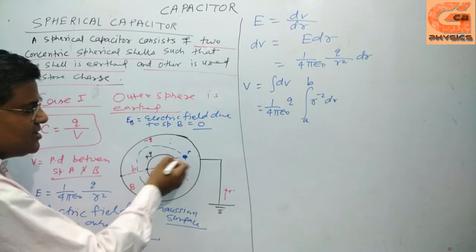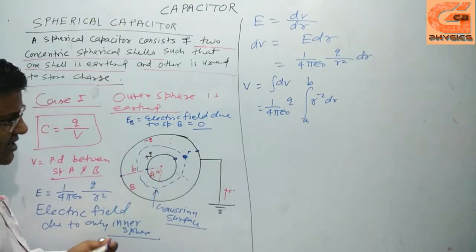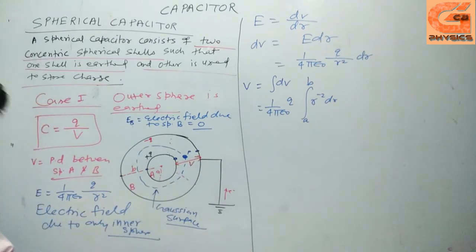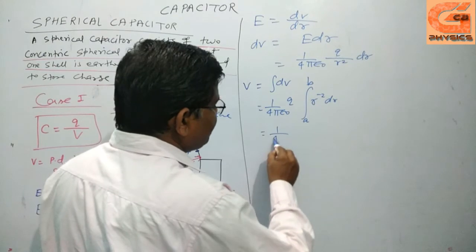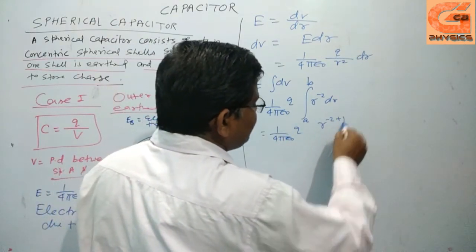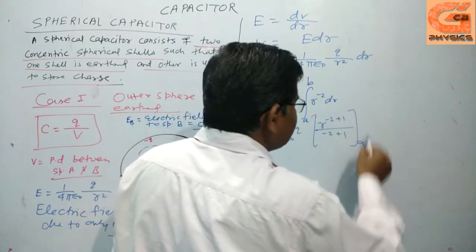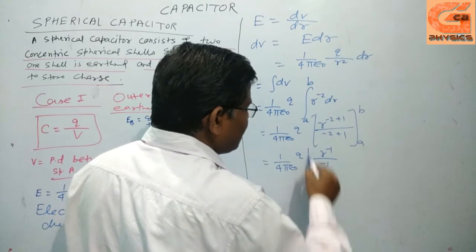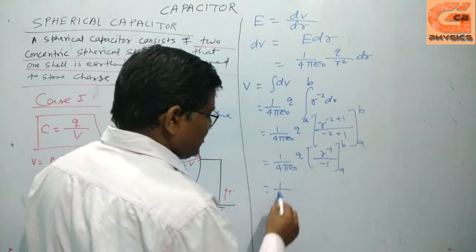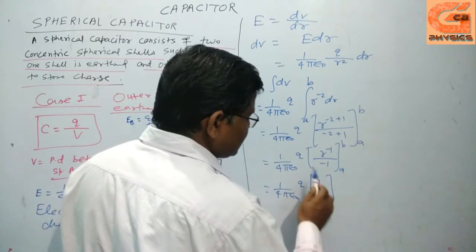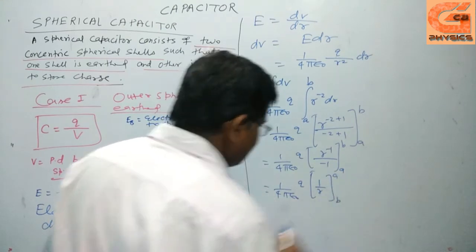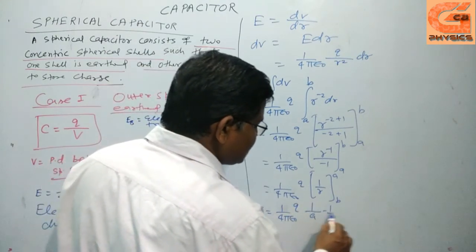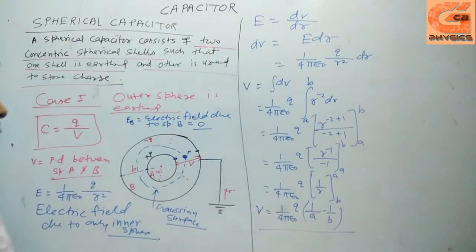From this point to this point, whatever potential difference there will be, we will call the potential difference between the two spheres. This is 1 by 4 pi epsilon naught q, r to the power minus 2 plus 1 over minus 2 plus 1, from A to B. This equals 1 by 4 pi epsilon naught q, minus 1 by r, just interchanging the upper limit and lower limit to remove the minus sign. Here is b, here is a, then the potential becomes 1 by 4 pi epsilon naught q into 1 by a minus 1 by b. This is the potential difference between the two spheres.